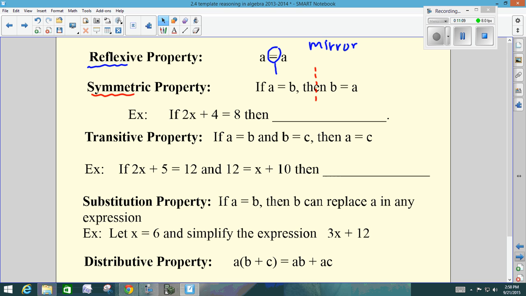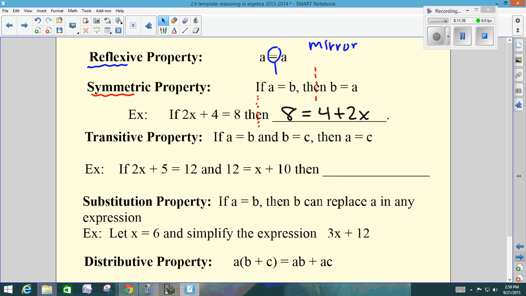So in this example, if I'm supposed to use the symmetric property, if 2x plus 4 equals 8, then here's my line of symmetry. 8 equals 4 plus 2x. If I fold it on the word then, the 8's are going to line up, the equal signs, the 4's, the plus signs, and the 2x's. Okay, line of symmetry. It really is just flipping your equation around, moving the stuff on the left side to the right side and the right side to the left side.